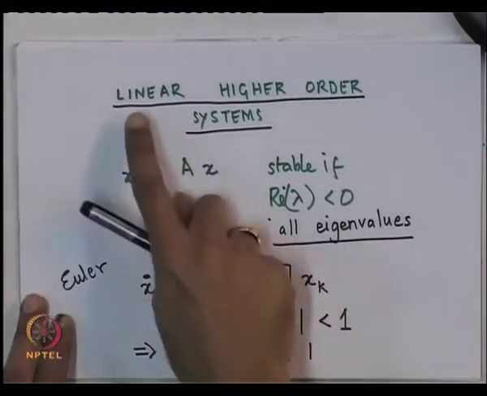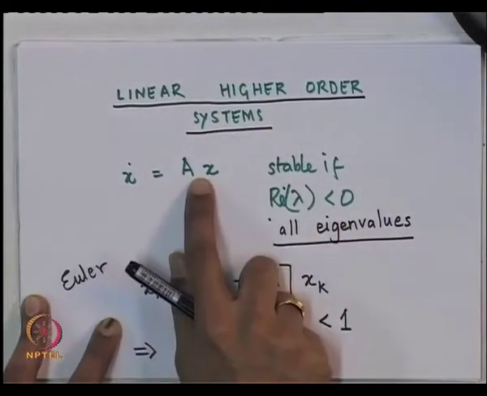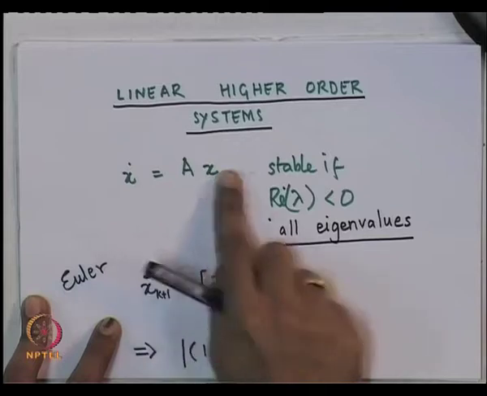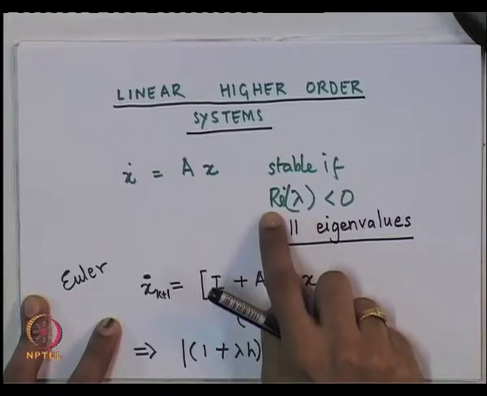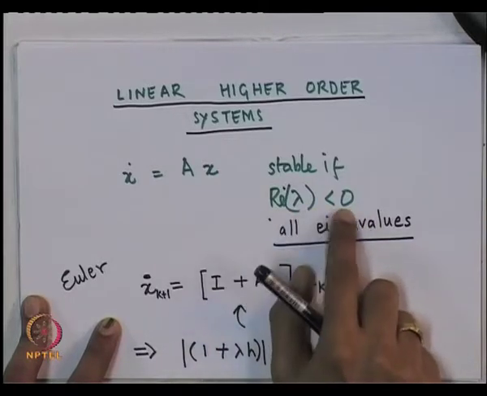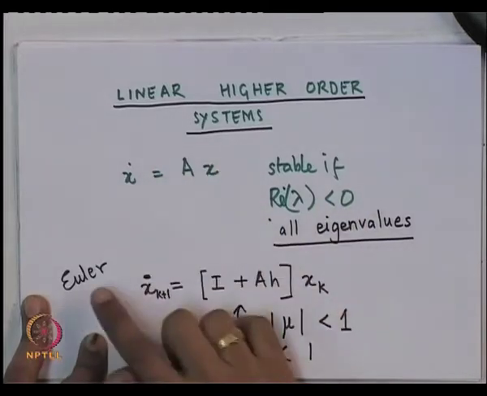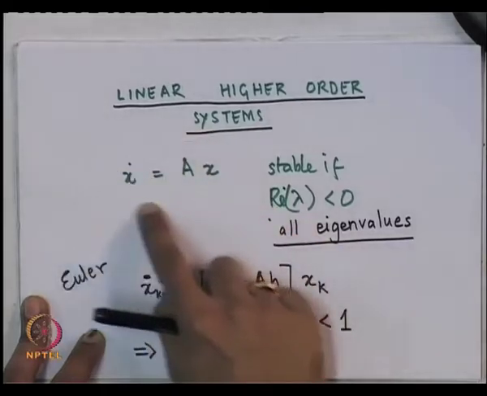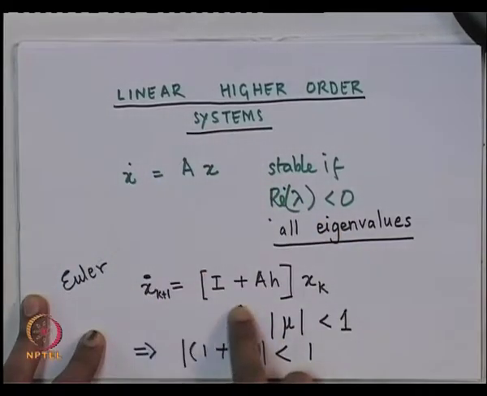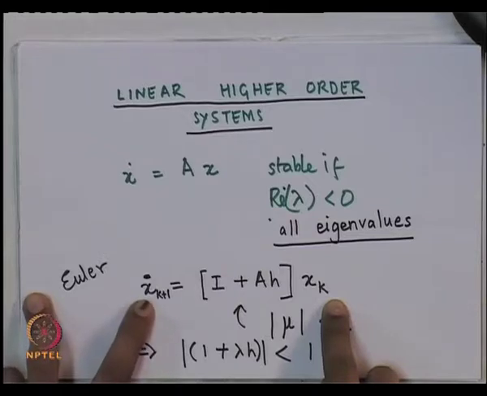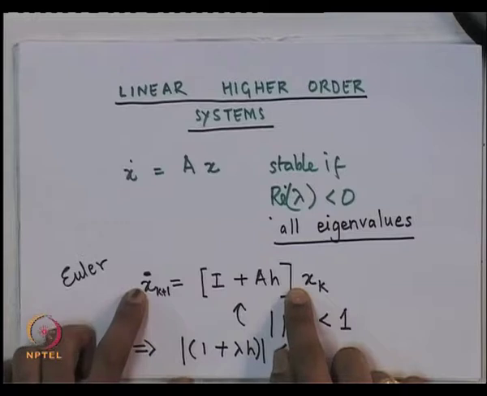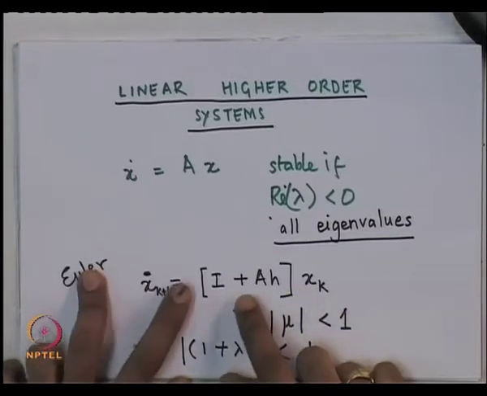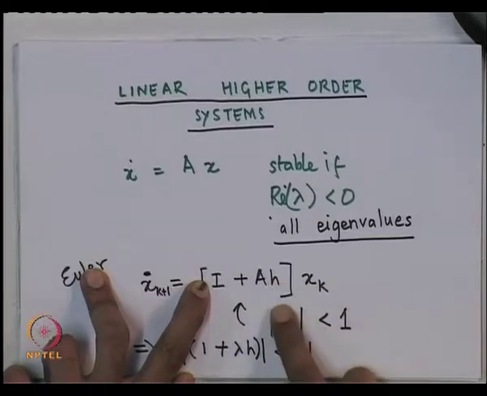Okay. Now, if you have got a linear higher order system like x dot is equal to A x, where A is a matrix and x is a vector, you know it is stable if all eigenvalues have the real part less than 0. But if I numerically integrate this higher order linear system, what you have is x k plus 1, which is a vector, equal to (1 plus A h) times x k, which is again a vector; this is a matrix. Now, this is a discrete time system, and it is stable if the eigenvalues of 1 plus A h are less than 1 in absolute value.